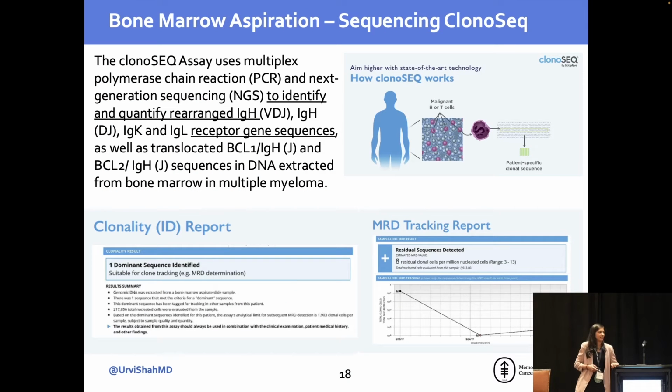So that's one thing, and then this is the bone marrow aspiration for sequencing by ClonoSeq, which is the FDA approved test and one of the tests that you will see more universally around. What they're doing is they identify and quantify the rearranged immunoglobulin H and other receptor gene sequences and find the ID for each patient at baseline. So you do need a baseline sample to really know if you're going to be MRD negative or not, because if you don't have a sample with disease to actually find the ID, you can't search for the ID when there is barely any cells left.